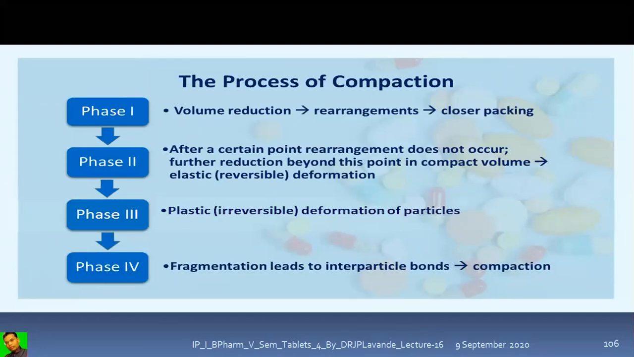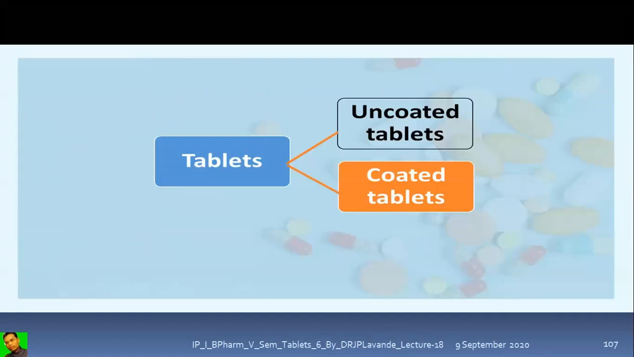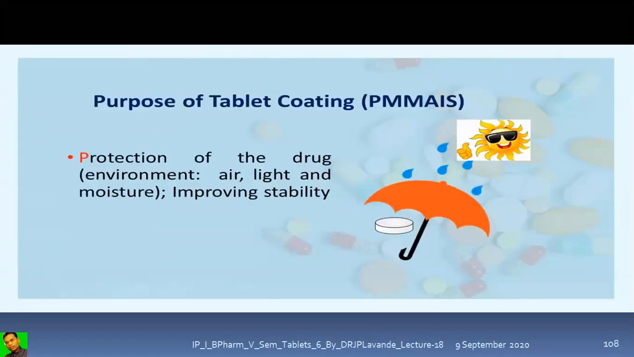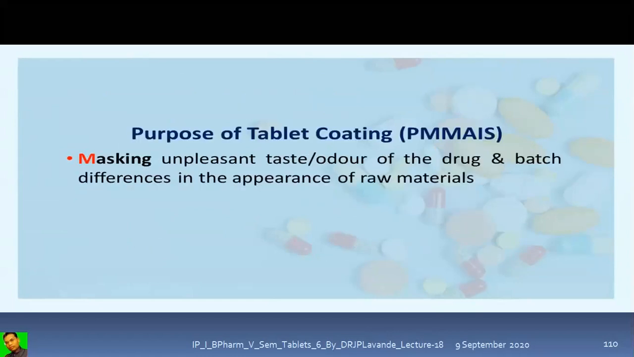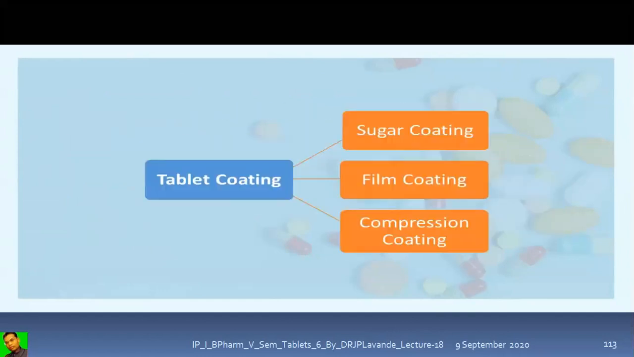Phase 1 is nothing but the volume reduction. Phase 2 is the elastic deformation. Phase 3 is the plastic deformation, and phase 4 is the fragmentation, where the bond formation will occur. Tablets are of two different types: uncoated tablet and coated tablet. The coating offers different advantages, like the protection, the modification, the masking, the appearance, and then identification and the strength.